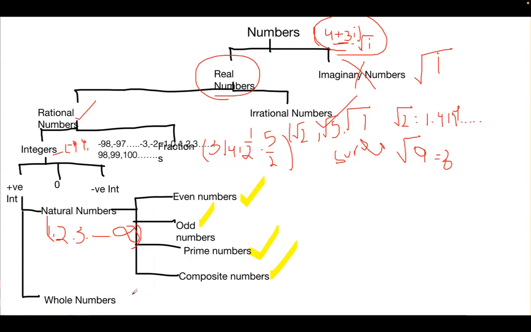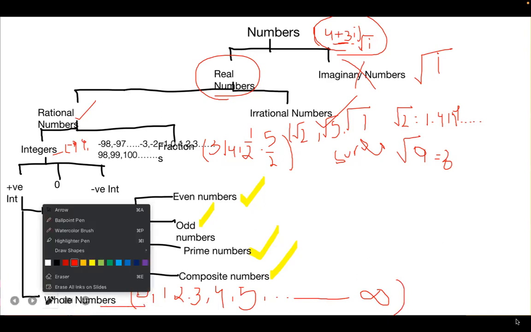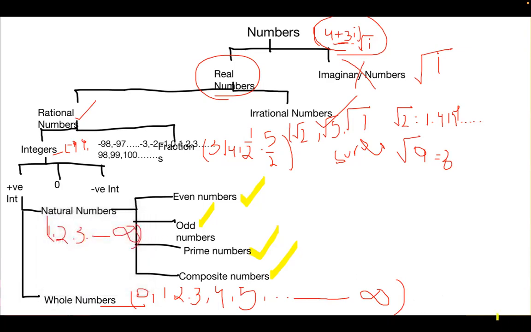So coming to whole numbers, if we include 0 to natural numbers: 0, 1, 2, 3, 4, 5, and so on, infinity. These are whole numbers, right? These are whole numbers.